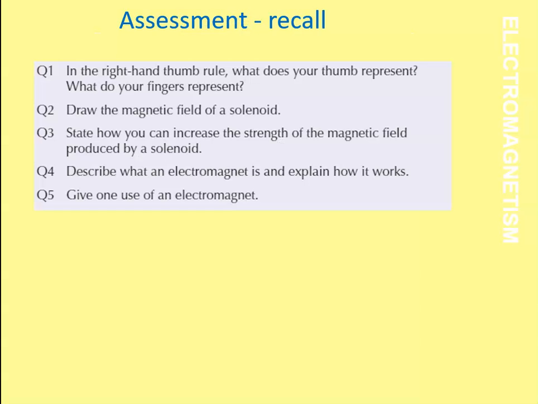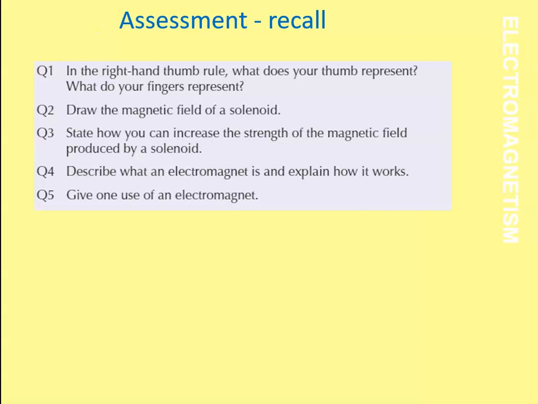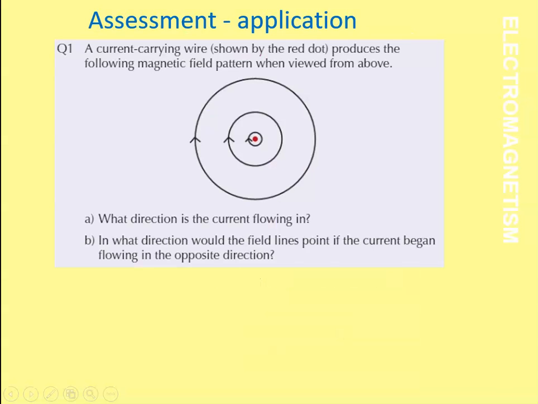Question 4. What's an electromagnet and how does it work? An electromagnet is a magnet whose field can be turned on and off with an electric current. The most common form is a coil of wire around an iron core. When the current flows through the coil of wire, a magnetic field is formed, or you can say induced for more marks, around the wire and the core is magnetised. Finally, one use of an electromagnet is in scrapyard cranes for picking up and moving scrap metal. There are lots of other ways we can use it. Things like relays will use them.